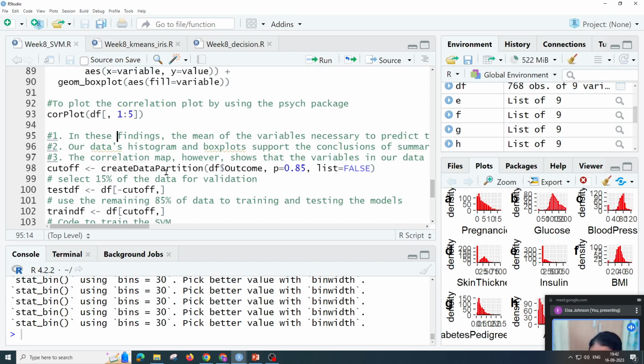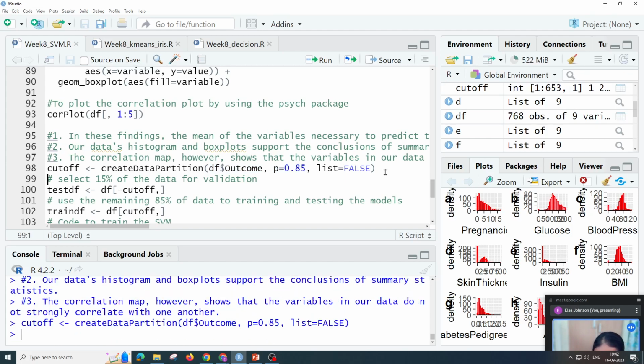Now for our particular analysis we need a split of the data, like train and test. So this is another way. Create data partition according to the outcome column, and I'm giving 0.85, like 85%, and list equal to false.